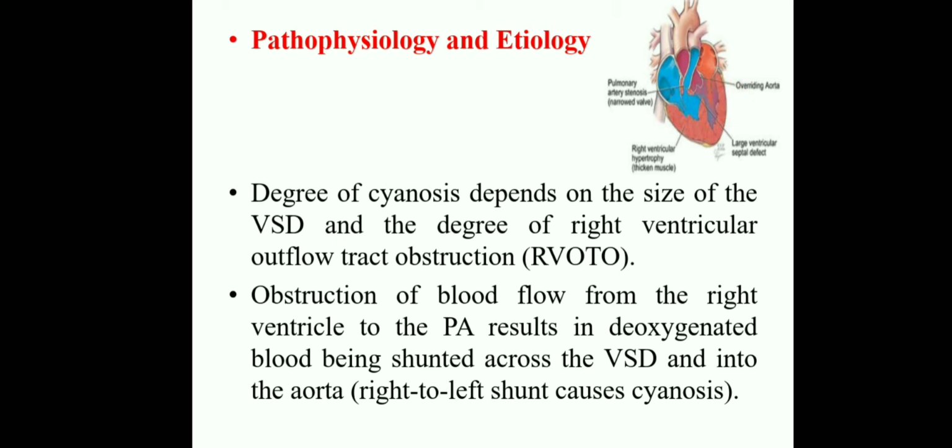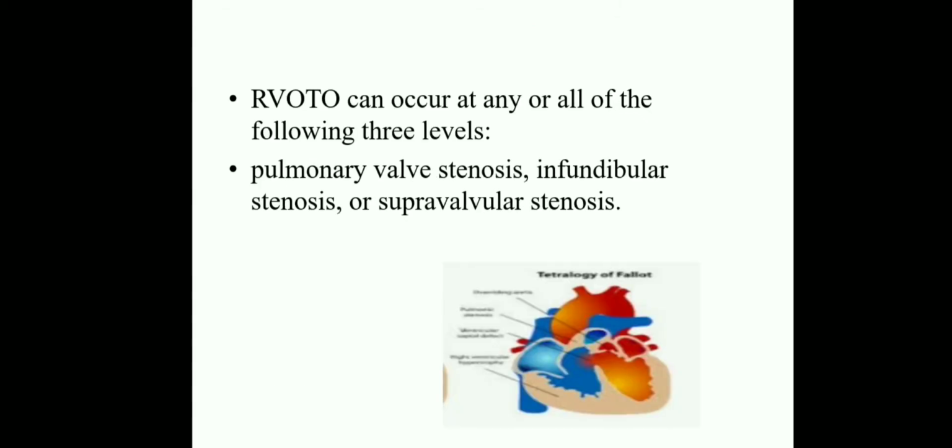All of you clear? So why does it occur? Because of the pulmonary stenosis, a right to left shunt is there. And next one is right ventricular outflow tract obstruction, which can occur at any of the following three levels. Here the pulmonary stenosis has three levels.